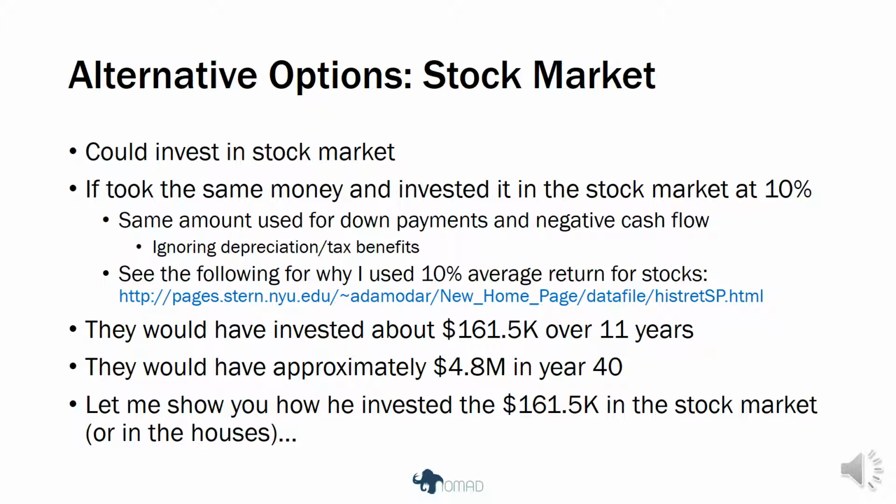So the young professional has some options. Number one, they could do the Nomad model. We're going to go into a lot of detail. Or they could take the same amount of money that they were going to use for Nomad, and they could actually invest that in the stock market.